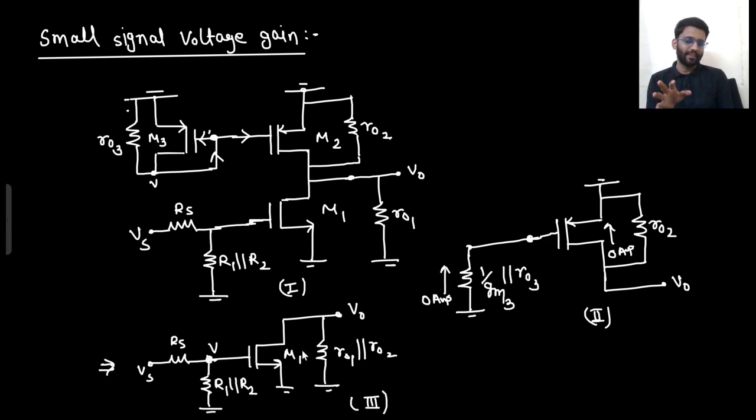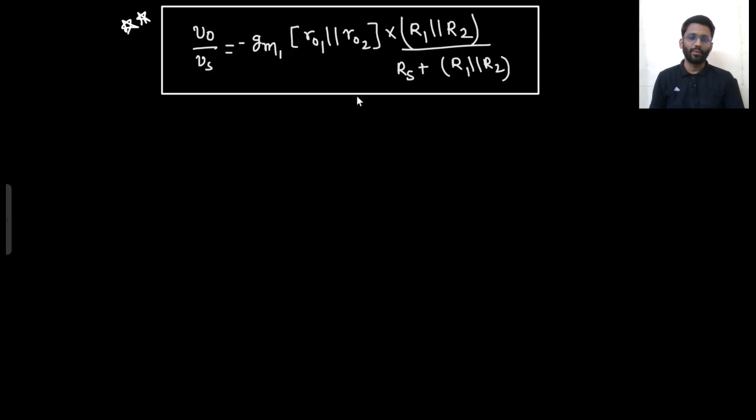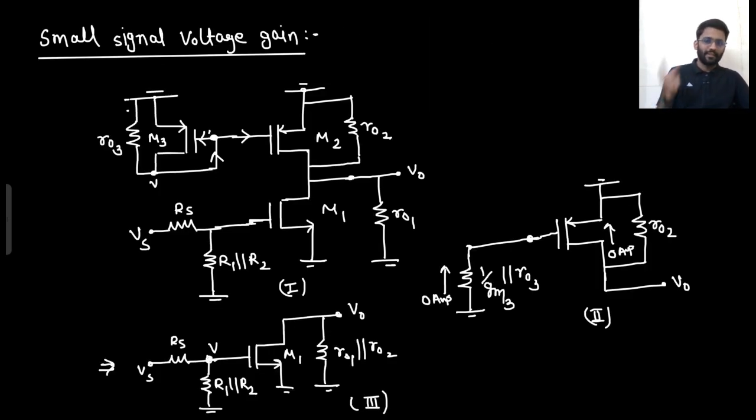First write down the potential here, then the current here would be GM1V. The same current is flowing through R0, or this final output impedance. That current is flowing through V0. So what will be your V0? V0 would be GM1 into R01 parallel with R02 and minus sign. And what is the value of V? Value of V is R1 parallel R2 upon R1 parallel R2 plus Rs. So from there you could get this final answer V0 by Vs. This was the first method from where you could find the small signal voltage gain.